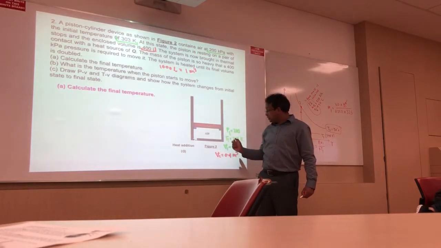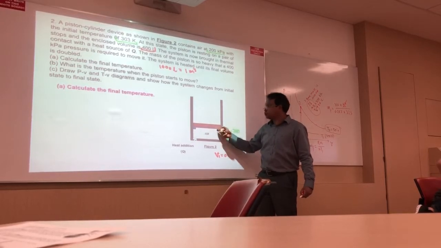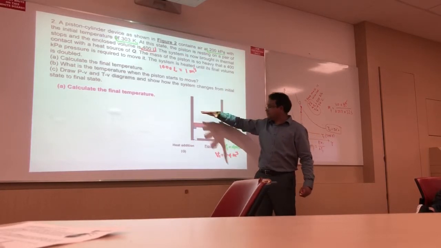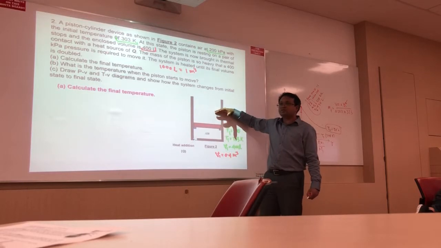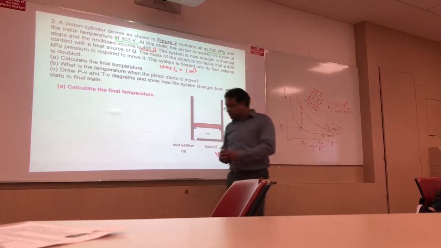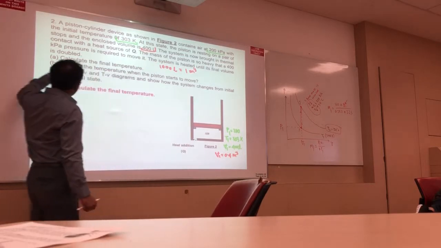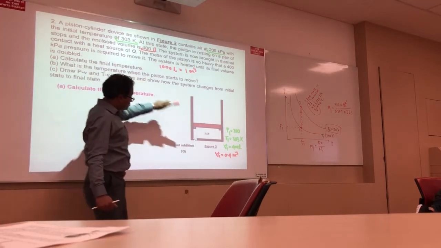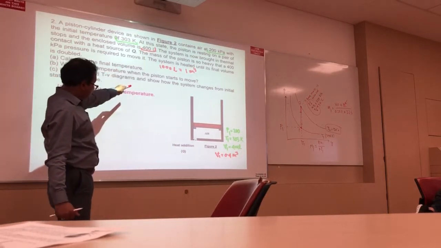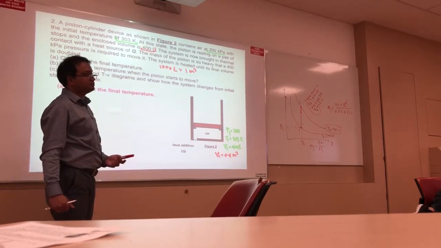When the pressure becomes 400, this moves from state 2 to state 3, and they tell you the final volume is double. At state 3, when it reaches here, the volume becomes double V1, right? That's all. And the question is, you have to calculate the final temperature. At that point, what is the temperature? What is the temperature when the piston starts to move? Draw PV and TV diagrams to show how the system changes from initial state to final state. Understand?